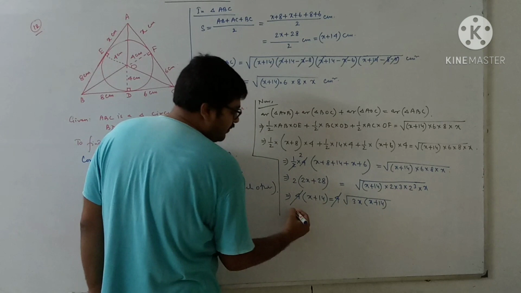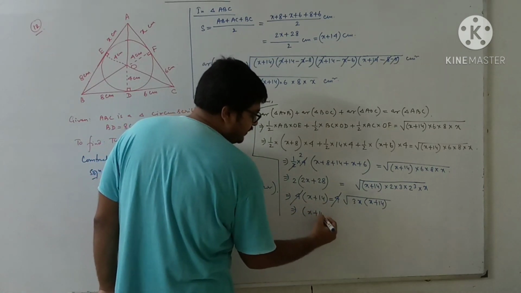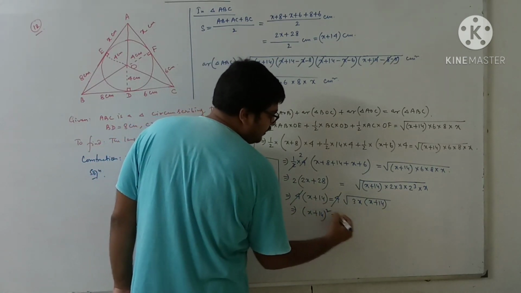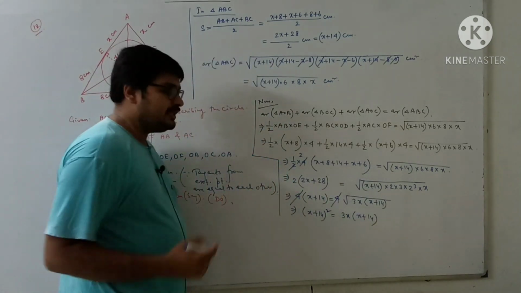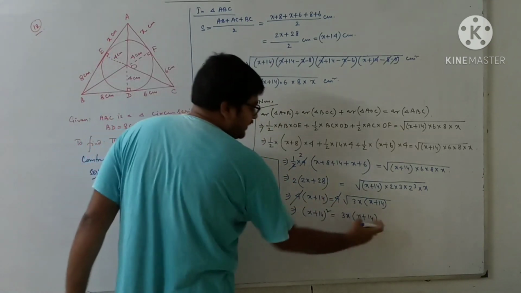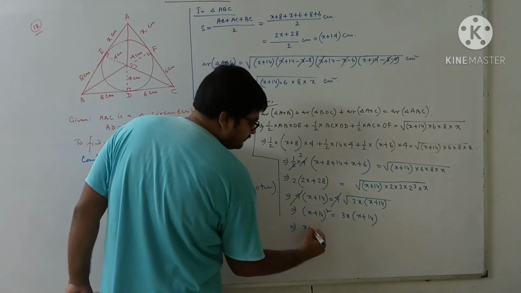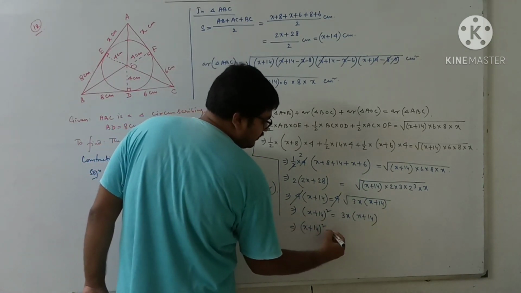Now we are doing square on both sides. So x plus 14 square, so the square root will be omitted and it will become 3x into x plus 14, as we have done the square on both sides. So that part we are just taking to the left side now. So x plus 14 square.